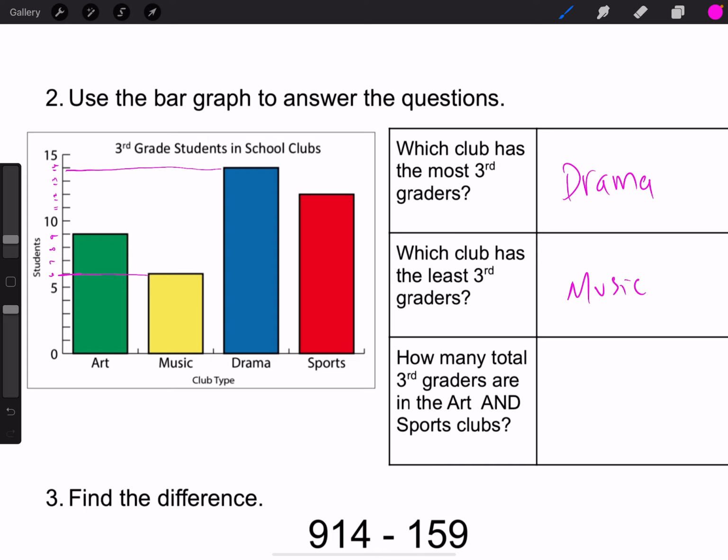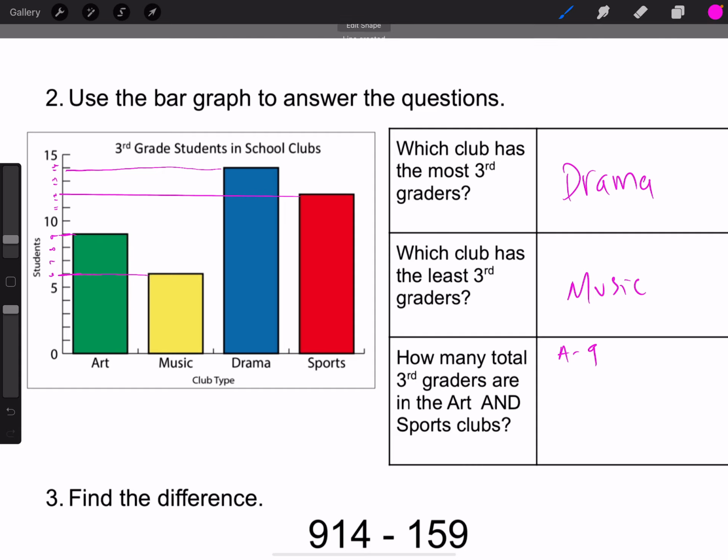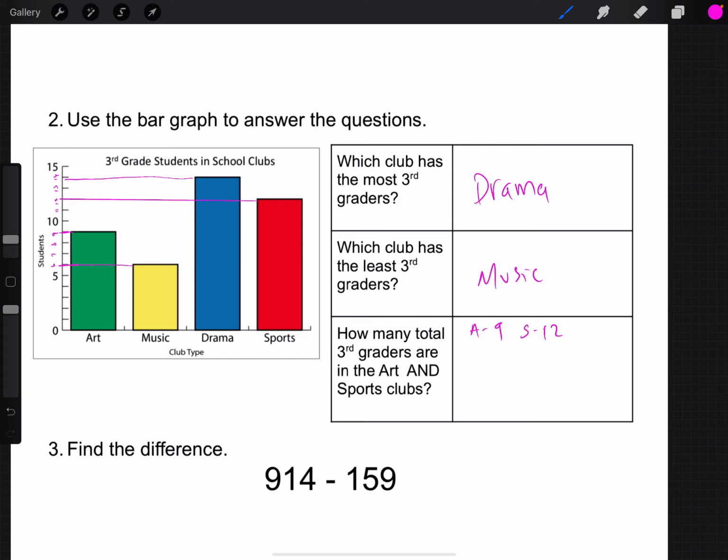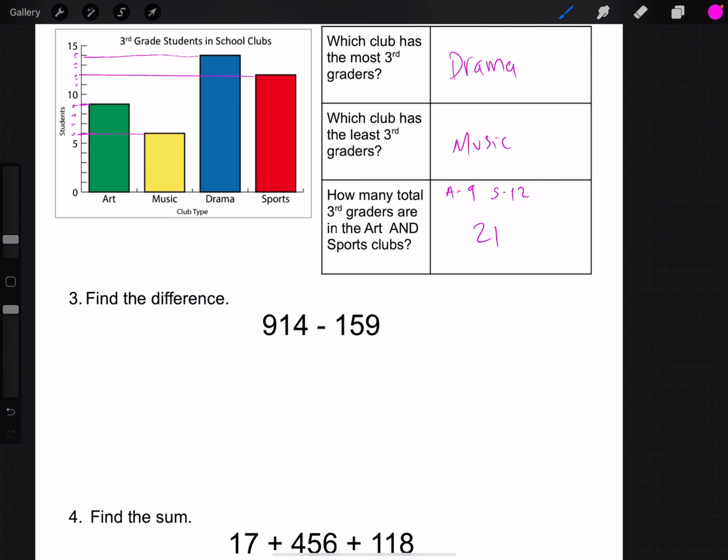And then how many total third graders are in the art and sports clubs? So that one's going to be a little bit of a challenge. I have to see that art has 9, and I have to see that sports has 12. A lot of times, when we were doing this, kids were asking for rulers, which was a great strategy so they could really line it up. Sports has 12, so altogether that is 21. And so that's a quick review of bar graphs.